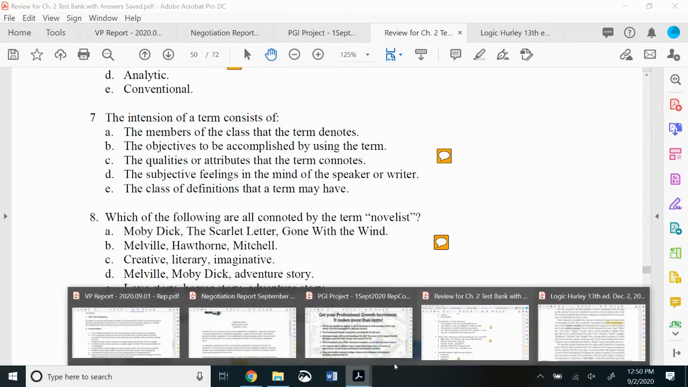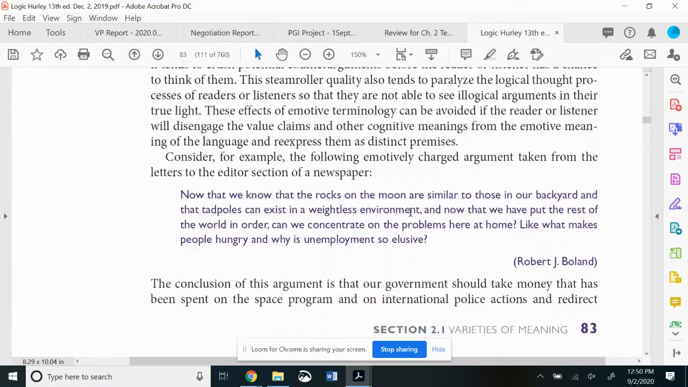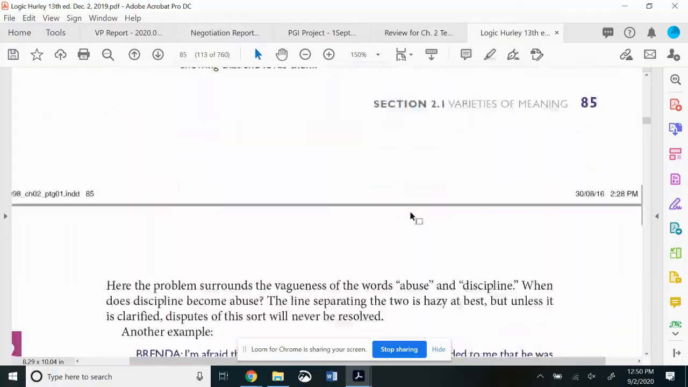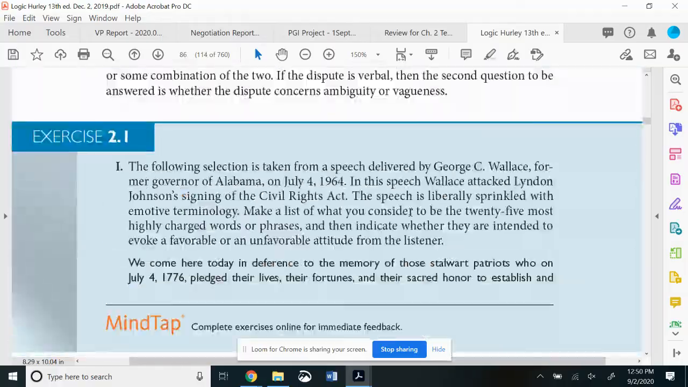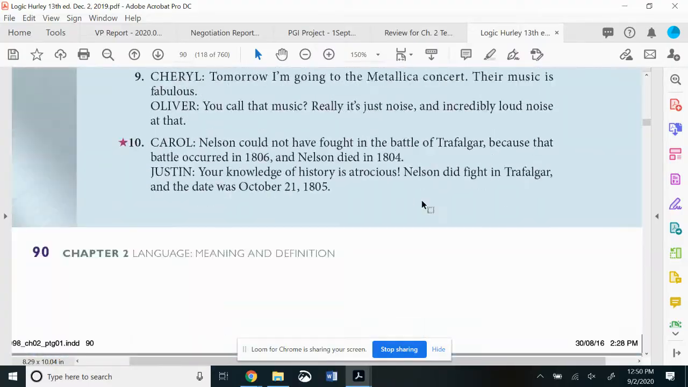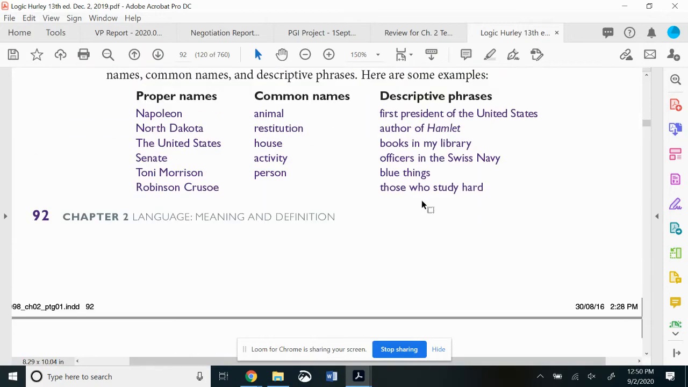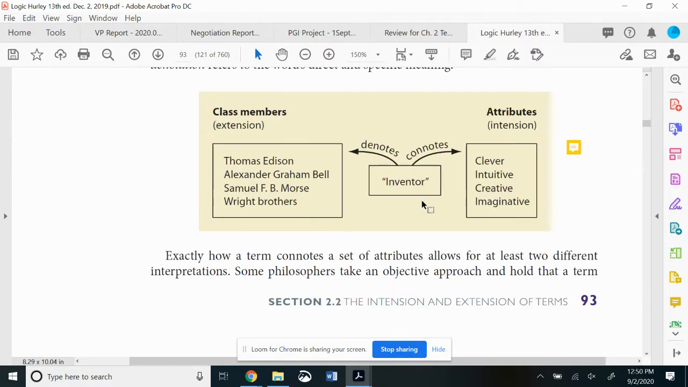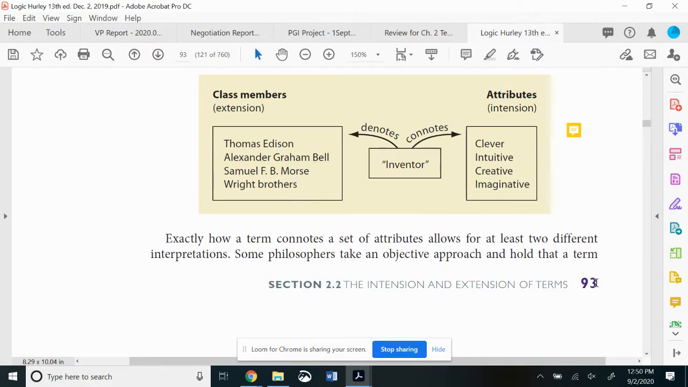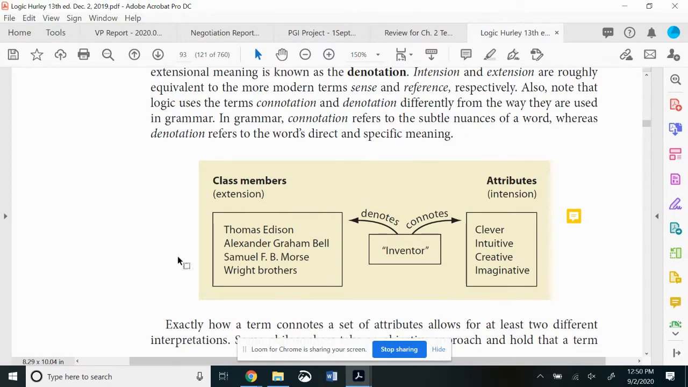7. The intension of a term consists of, and this is the last time I'll refer to the book, but I'm going to bring you to a picture that's worth 1,000 words in your reading, whether you're using MindTap book or you're using the actual book. It is on this page, 93. Might be a different number in your MindTap, no matter what. It is this picture, okay?